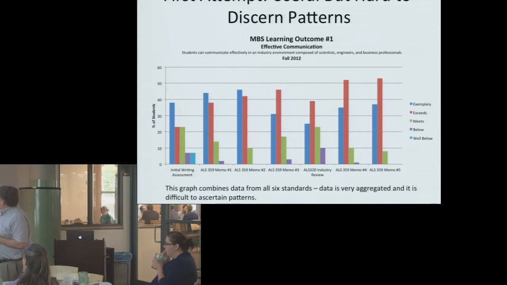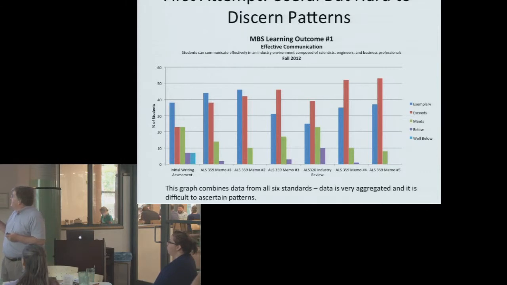You can see the number of people in exceeds has gone up quite a bit, and the number of people that are below or well below has gone down a bit, but it's really hard to see if it turned out or not. So this is why we went back to the original data, and I've got a little bit better data on this, but not dramatically better.